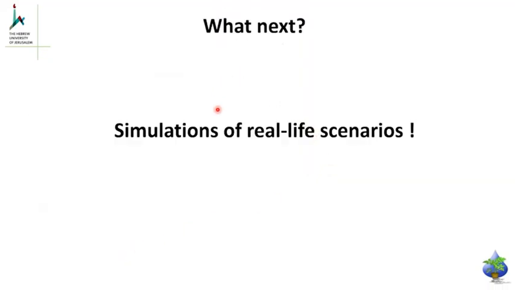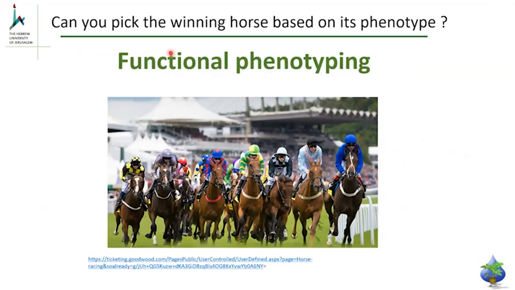What next? We are now developing several simulations with many other functional phenotyping tools to help us actually breed to several scenarios of stresses, salinity, nutrients, and so on. And the idea is like choosing the winning horse based on its real race and not based on its genetic or other measurements. So we always compare our plants together.